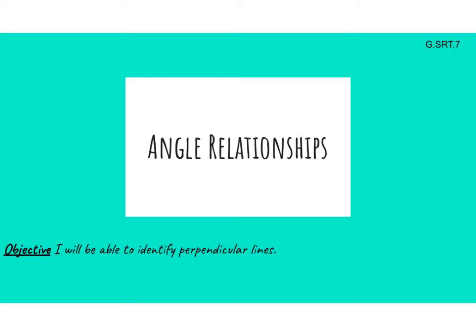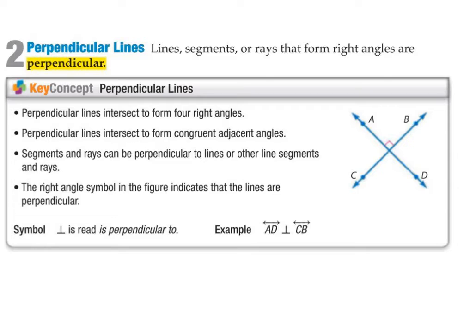Angle relationships. After watching this video, I will be able to identify perpendicular lines. Perpendicular lines are lines, segments, or rays that form right angles, and that is known as perpendicular. They form 4 right angles. So here AD in my image is perpendicular to CB because I know that that little box means 90 degrees or right angles.